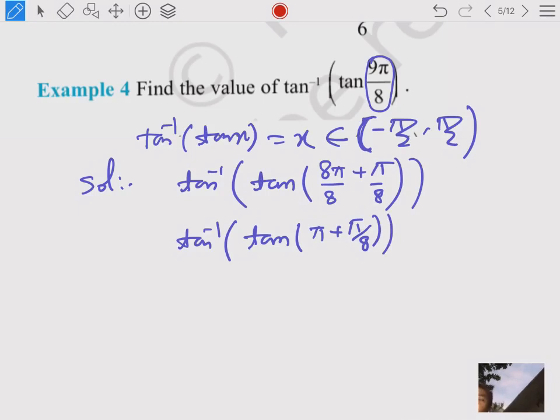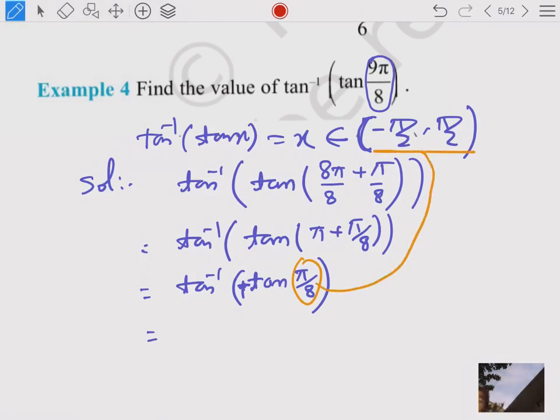And in 11th class we know that tan of pi plus pi by 8 is tan pi by 8. Sorry, it is plus, third quadrant. And now tan inverse of tan x, because pi by 8 is in the range of this value, so now we will use that formula and the answer will be pi by 8 is correct.